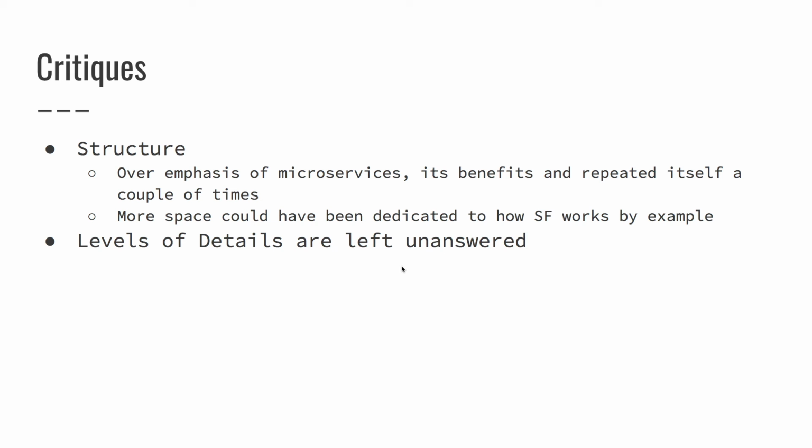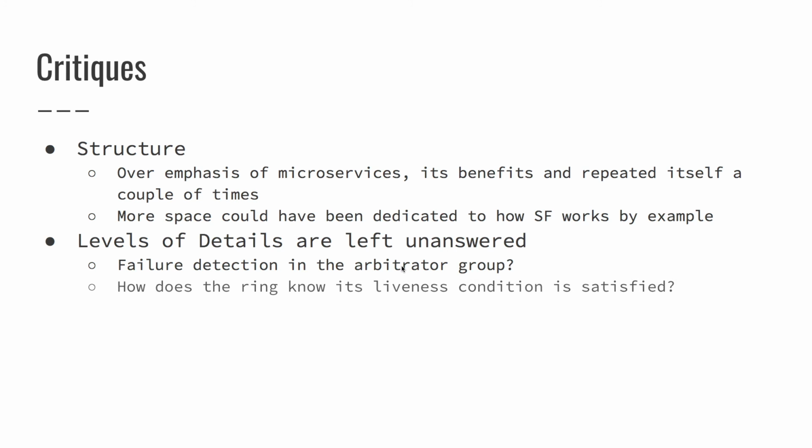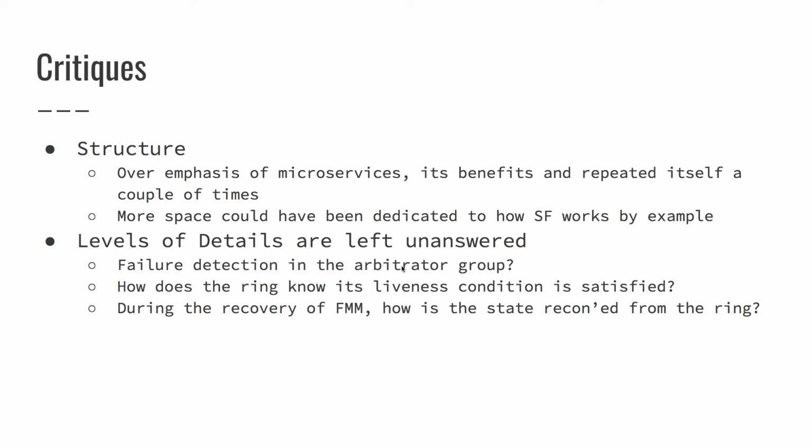And second, some details are left unanswered. For example, how does the arbitrator group detect failures among itself? How does the ring know its liveness condition is satisfied during routing? And how is the state reconstructed from the ring to recover from failover manager master failure?